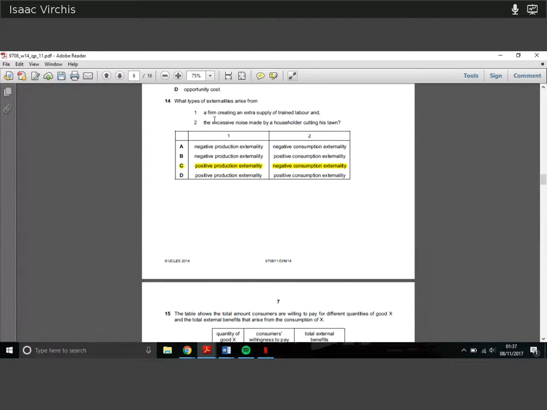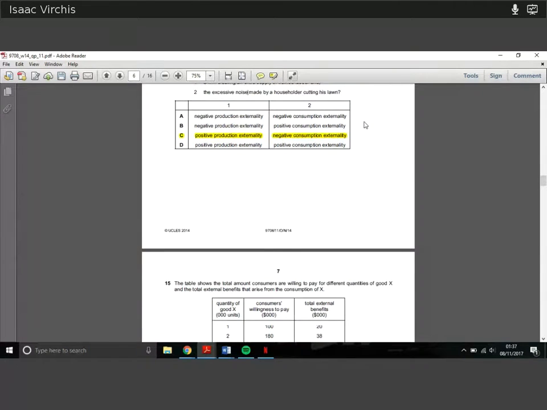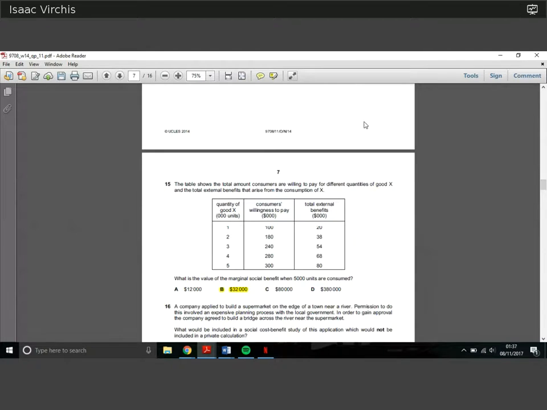Excessive noise made by a household cutting his lawn. Here, this is complicated. Though you may think that a household cutting his lawn is kind of like supplying, he's engaging in productive activity, here he's actually consuming something. He's consuming the opportunity, in a sense, to use his lawnmower and cut his lawn. And he's making excessive noise. The fact that it's excessive means it's a negative externality. So we could kind of eliminate the fact that we know it's going to be negative. So we're looking at a positive and a negative there, not a positive, positive. So we know it's going to be C, but it's a consumption externality because he's kind of consuming an opportunity. Bit of a strange notion to get your head around, but something to really just bear in mind when you're seeing questions like that.